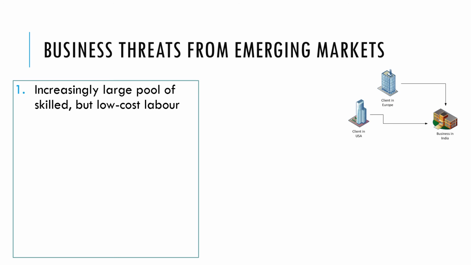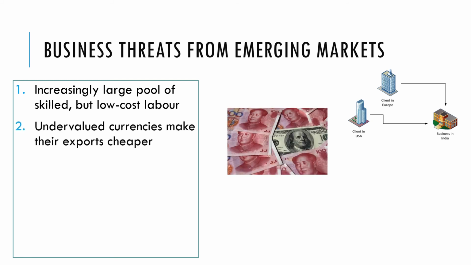Well, an increasingly large pool of skilled but low-cost labour means that there may be either more competition from businesses within those markets that can take advantage of that low-cost labour, or potentially a relocation, and some of the issues that come about with relocation or offshoring or even outsourcing to do with logistics and coordination. So that's one threat. Some emerging countries, like China, undervalue their currencies to make their exports cheaper. So this provides a source of strong competition for developed economies, companies and businesses.